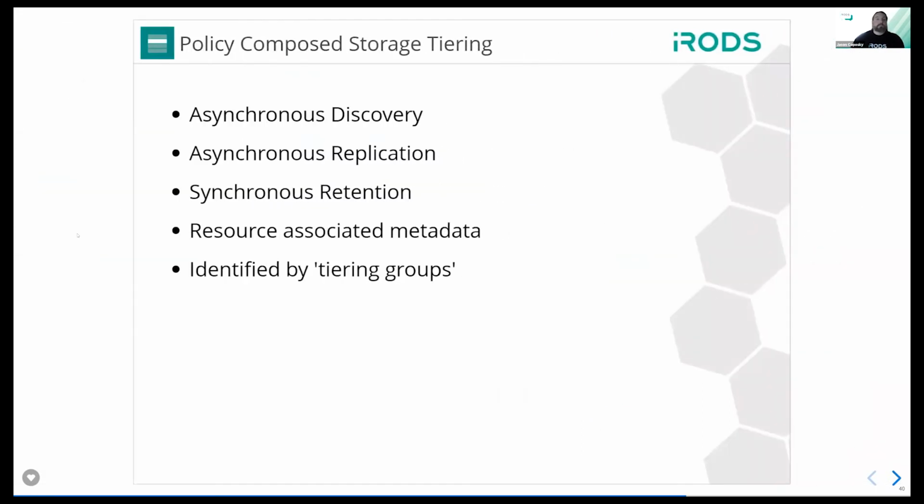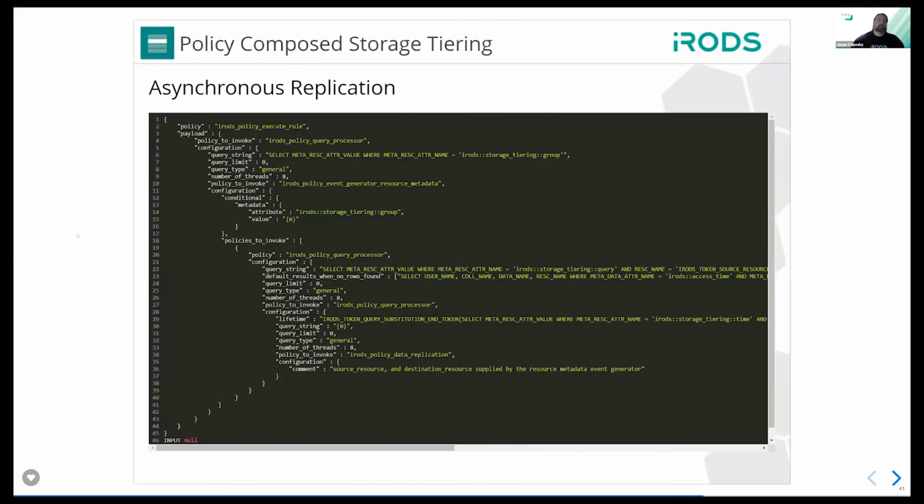So, policy-composed storage tiering involves asynchronous discovery of data objects that need to be moved. It involves asynchronous replication of data from one tier to the next. It involves synchronous retention. We just synchronously decide whether or not we're going to trim the previous data object. And it involves resource-associated metadata to drive that policy and is identified by that metadata through what we call tiering groups. Now, this is a bit of an eye chart.